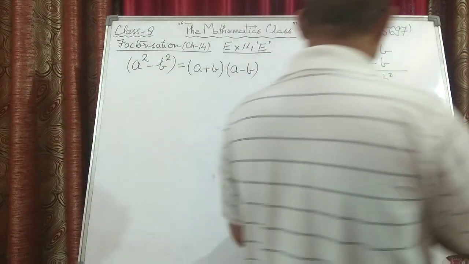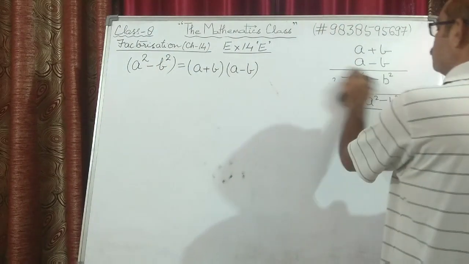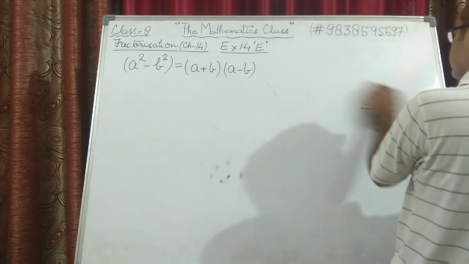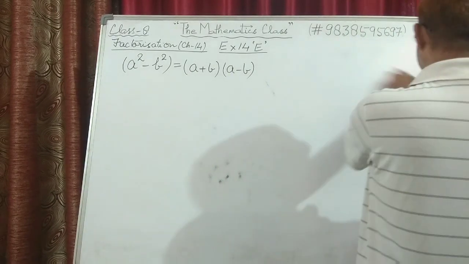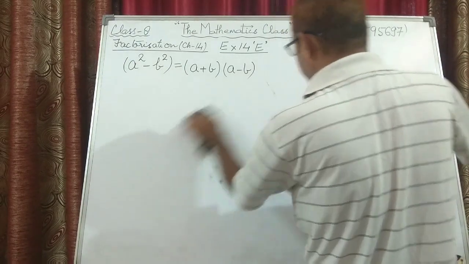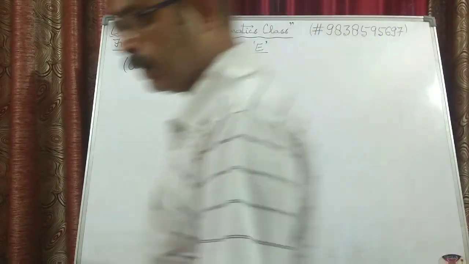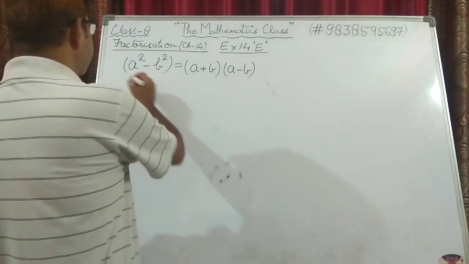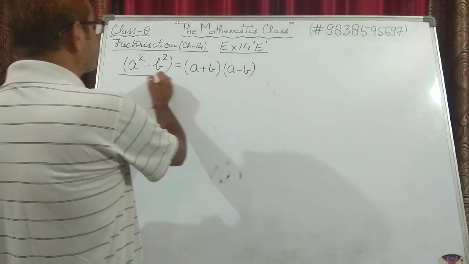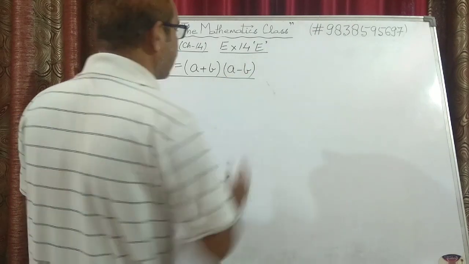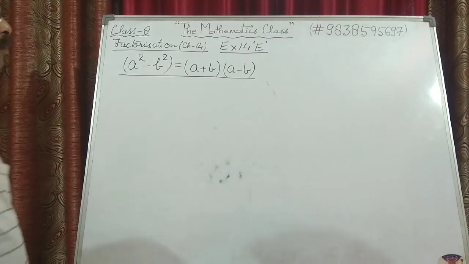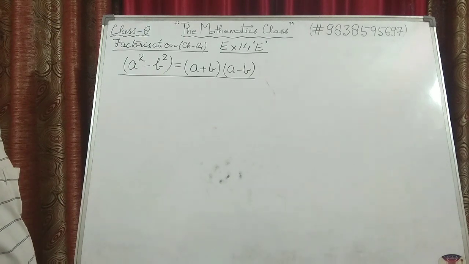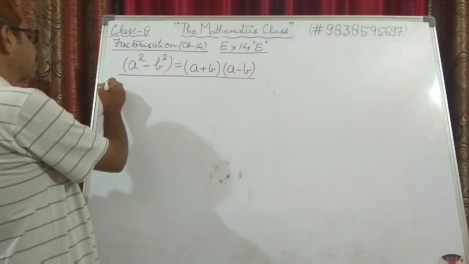And now we will be learning how to use this formula, or what the applications of this identity are, that is a square minus b square. So you need to remember that a square minus b square is (a plus b) into (a minus b). Now the two exercises E and F are based on this formula. We are starting with exercise 14E, so we'll be doing questions in the multiples of 2.